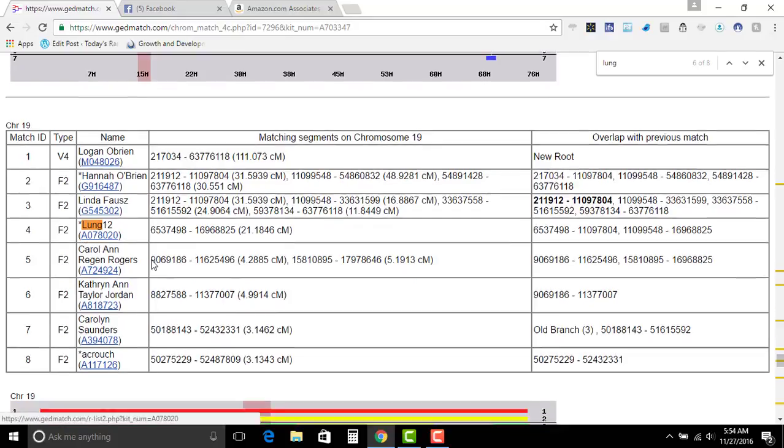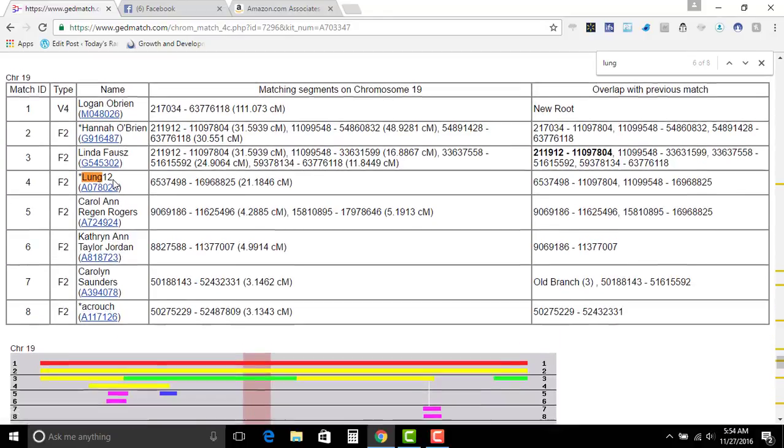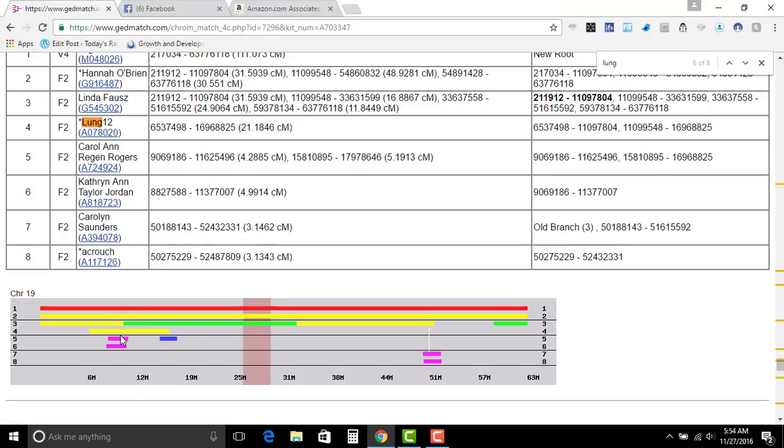Chromosome 19, she matches again on 4. You just find her on 4. Let's see here. Okay, so 4, 5, and 6. We are back with the Rogers lady. Now we have a new woman who overlaps at the same place. So we have Jordan, Rogers, Long, and Faust. All of them match right here.